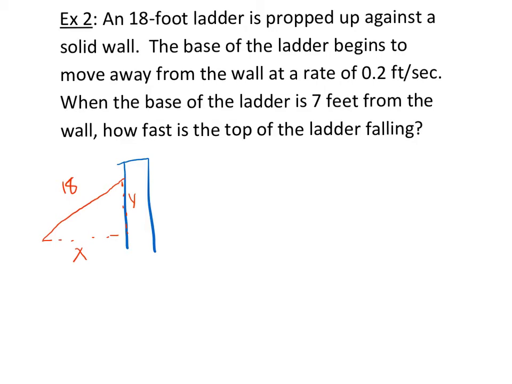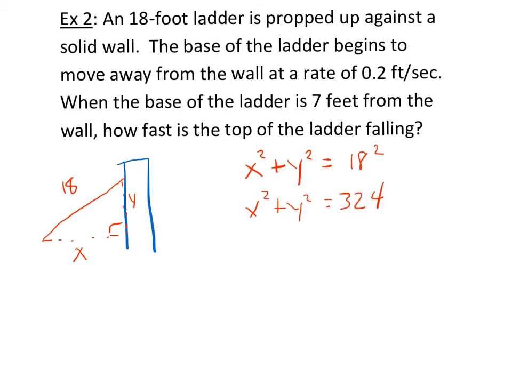Now I've got a very good equation for this, and this is the Pythagorean theorem. I know that this is a right angle. So x squared plus y squared is equal to 18 squared. So x squared plus y squared is equal to 324.